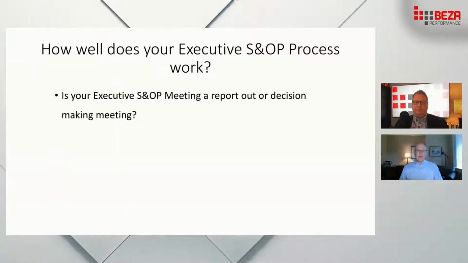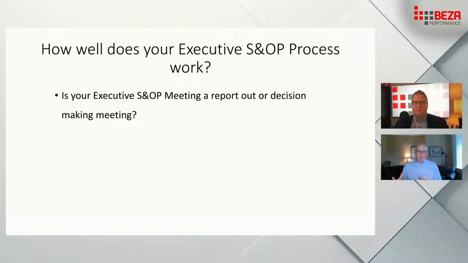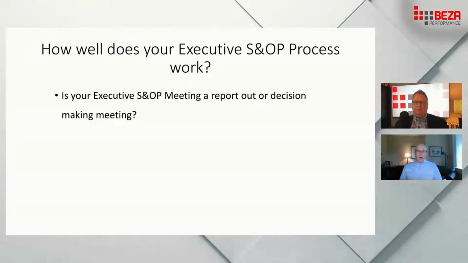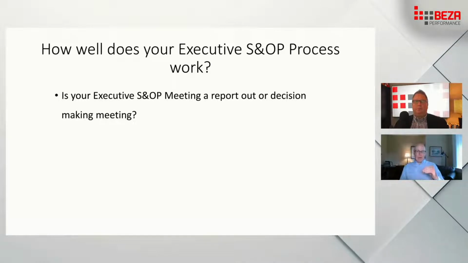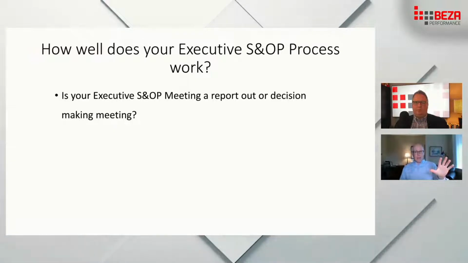The other thing we introduced last week was the idea of some very simple questions you can ask yourself to determine whether your executive S&OP process is working well. These lead into how to make it work better. I like to look at it from the executive S&OP meeting, that critical meeting at the end of every month. It's the culmination of the whole process.